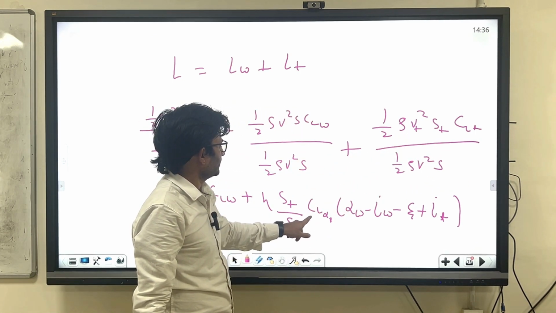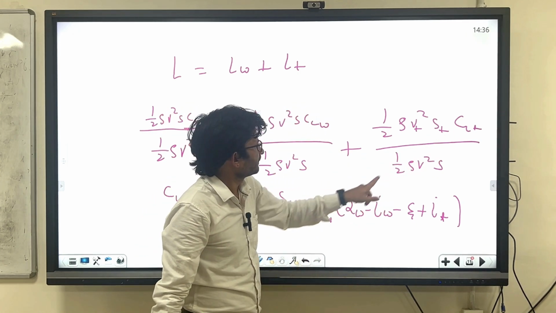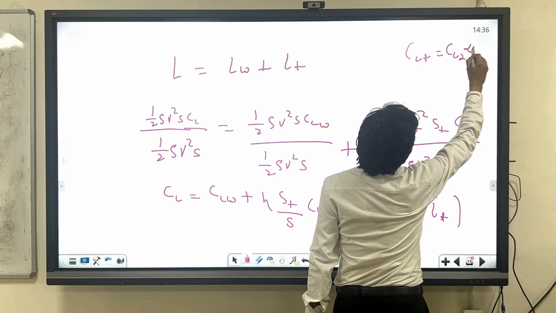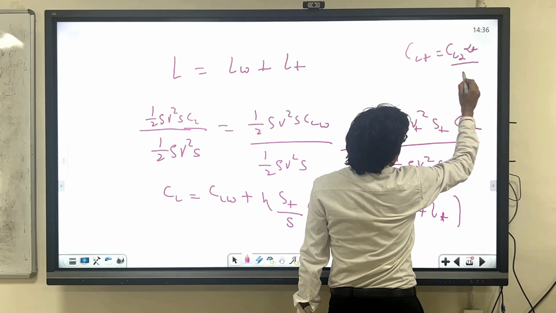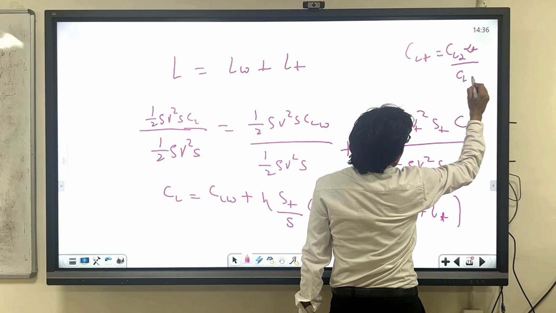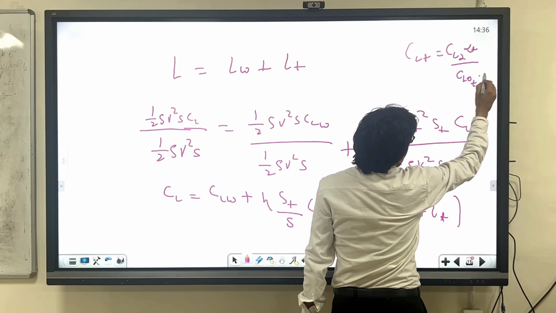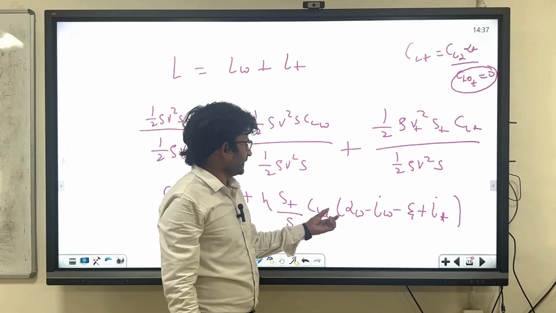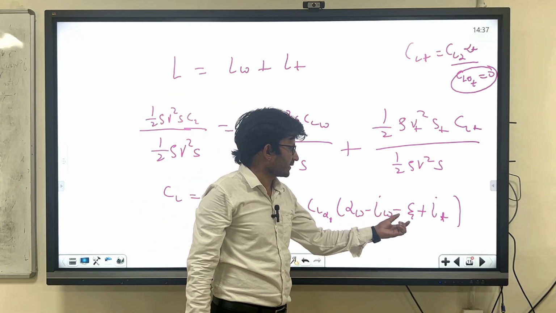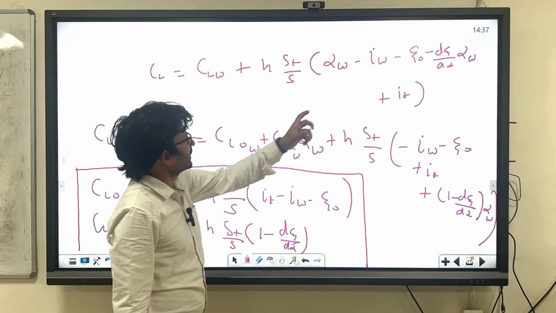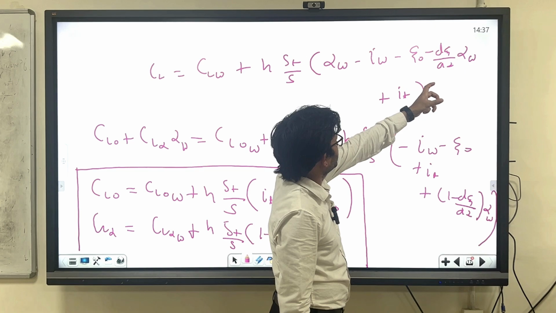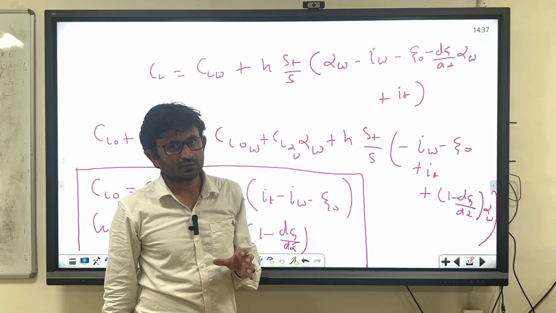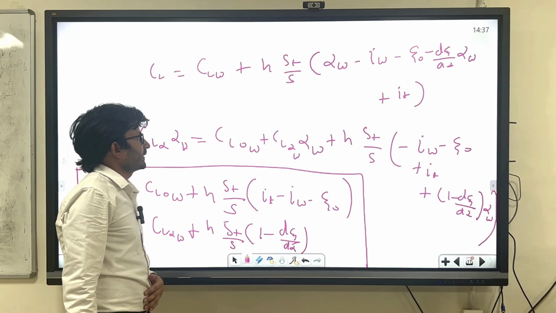So eta and then St by S appear here, times CL of the tail. CL of the tail you can write as CL alpha of the tail into alpha of the tail. Since we have chosen a symmetrical airfoil for the tail, CL naught of the tail will be 0. We know alpha tail is alpha W minus iW minus epsilon naught plus iT. You further break epsilon into epsilon naught plus dou epsilon by dou alpha into alpha by the Taylor series, considering only first order and neglecting higher order terms.